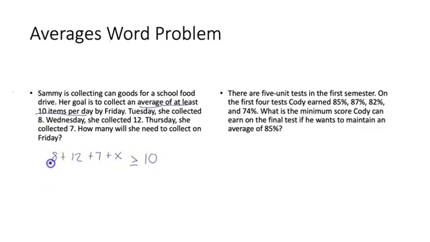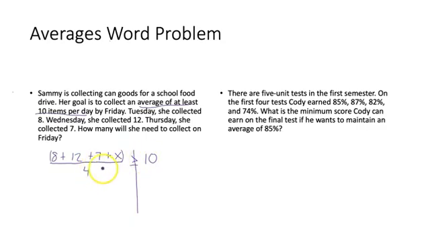Don't forget, in an average, we add everything up, but then we divide it by the number of items. So that was Tuesday, Wednesday, Thursday, Friday. That's 4 days. And then we just solve this like we would an equation. I'm going to go ahead and set this up. Remember, the numerator has the variable in it, so it stays together.